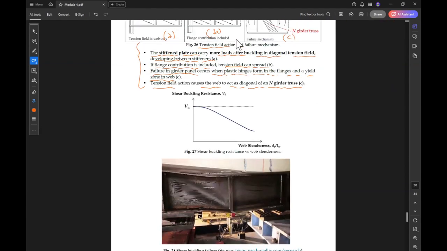This all you can just read, not much important. Here is the relation between the shear capacity, or the shear buckling resistance, and the web slenderness. As the slenderness increases, what happens to the shear capacity? It decreases due to buckling. Shear capacity decreases due to buckling.